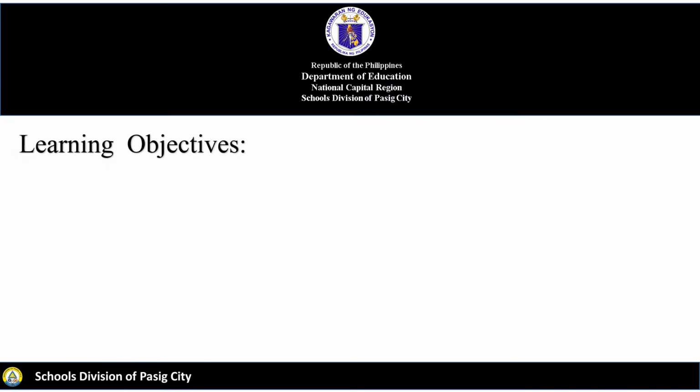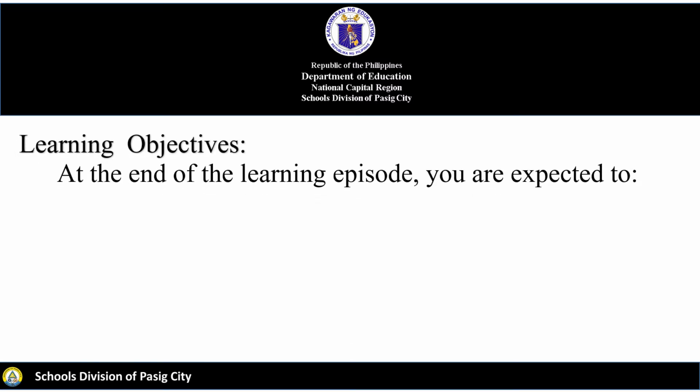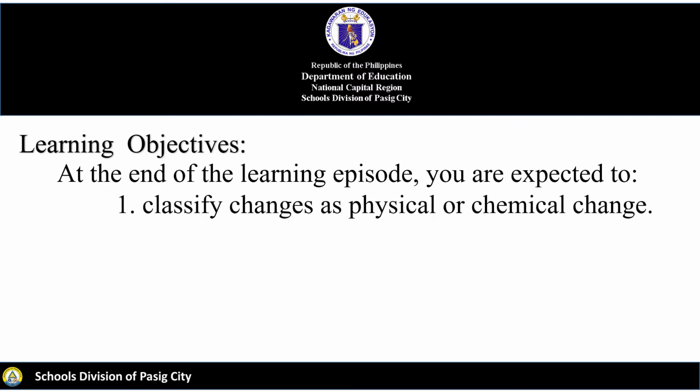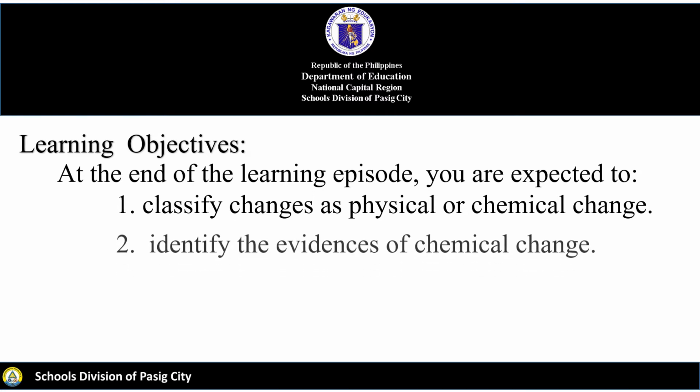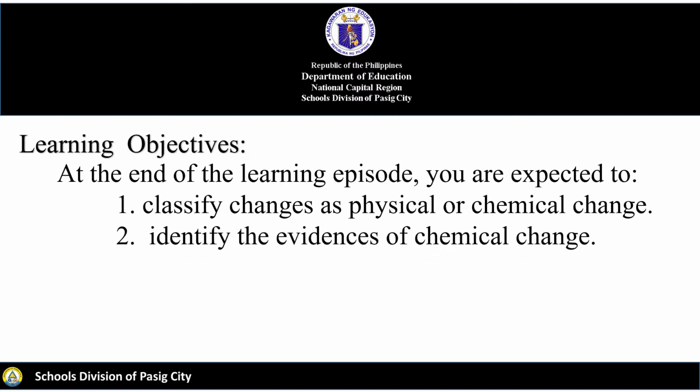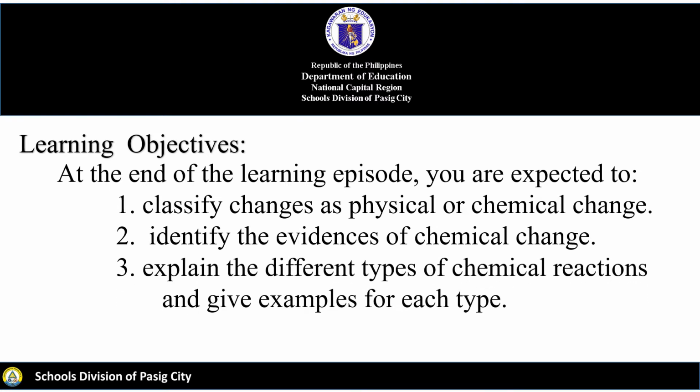So our learning objectives: at the end of the learning episode, you are expected to: 1. Classify changes as physical or chemical change. 2. Identify the evidences of chemical change. 3. Explain the different types of chemical reactions and give examples for each type.